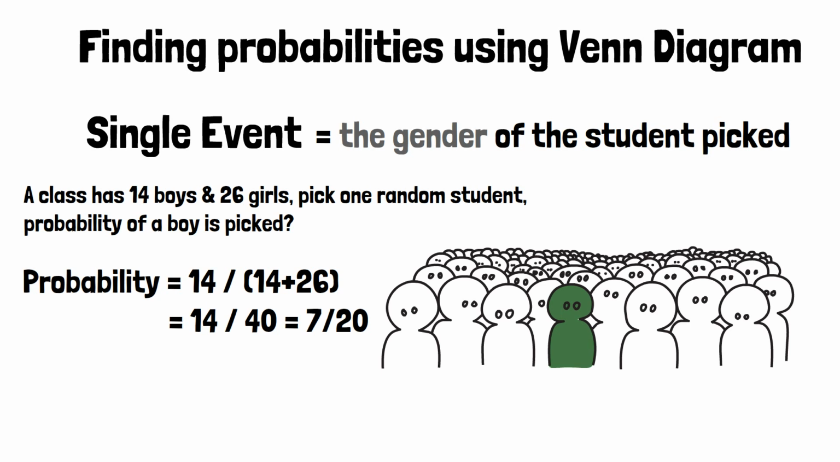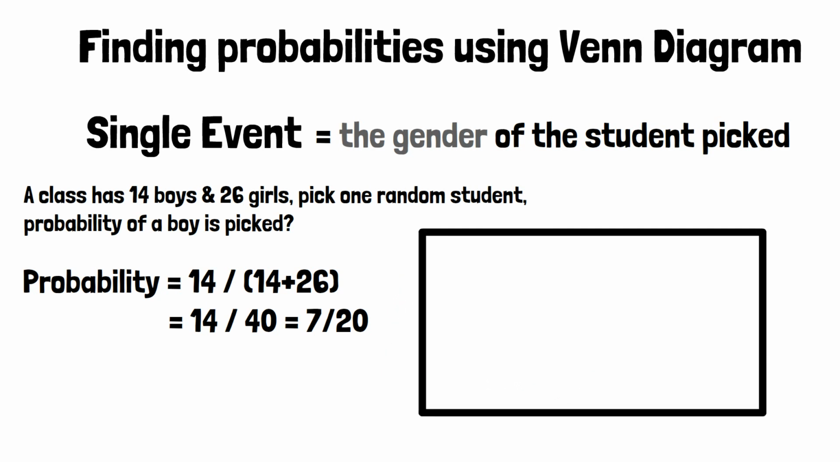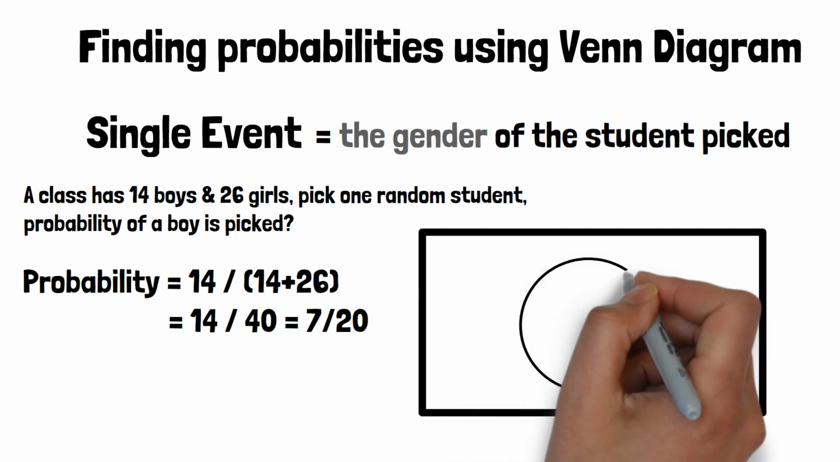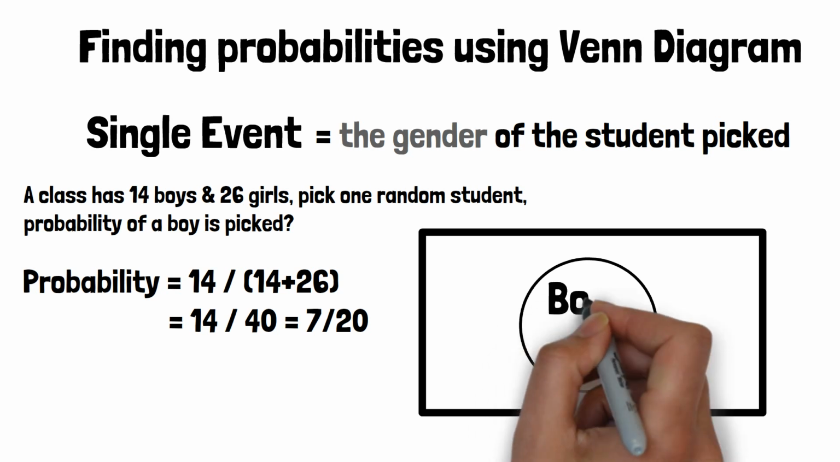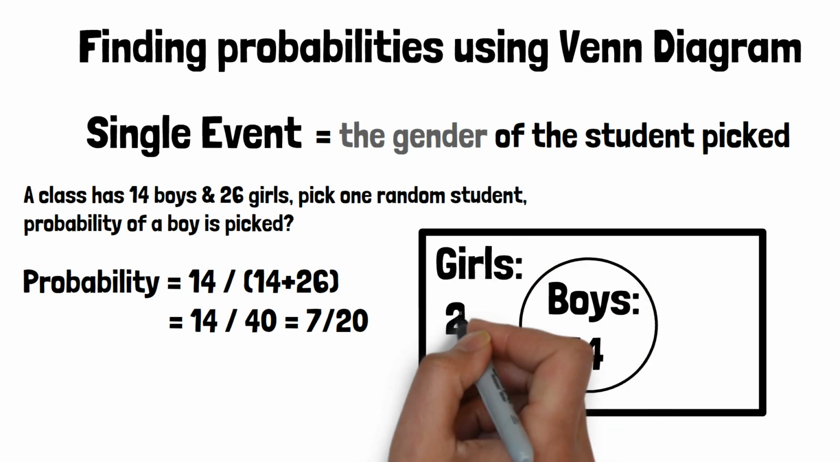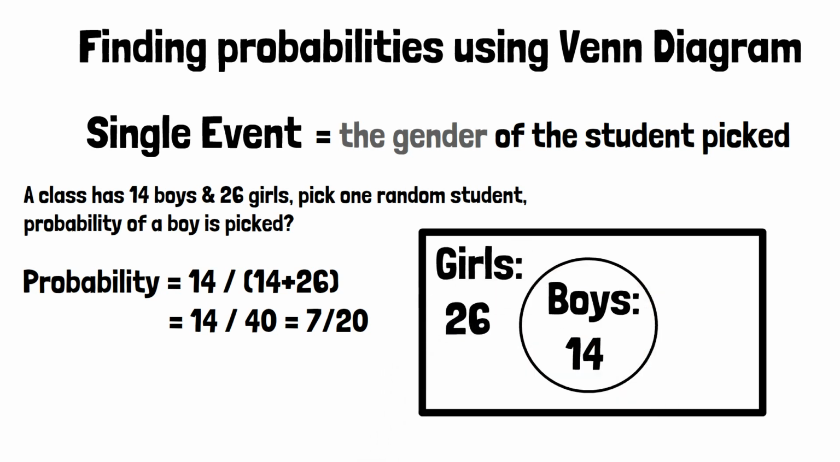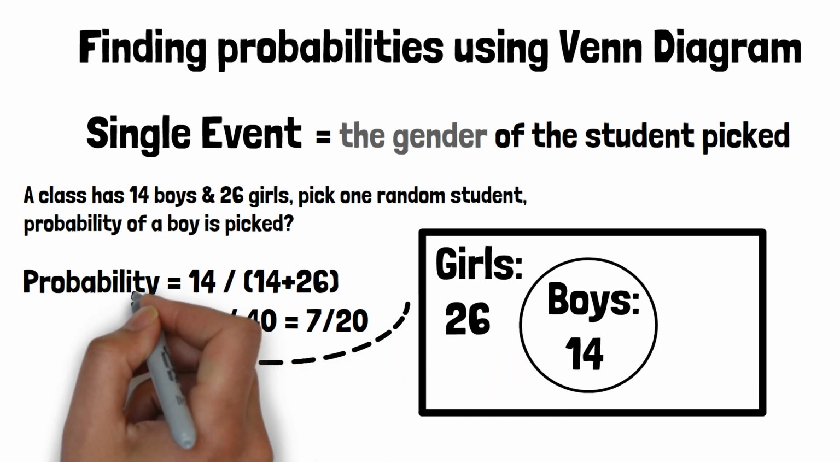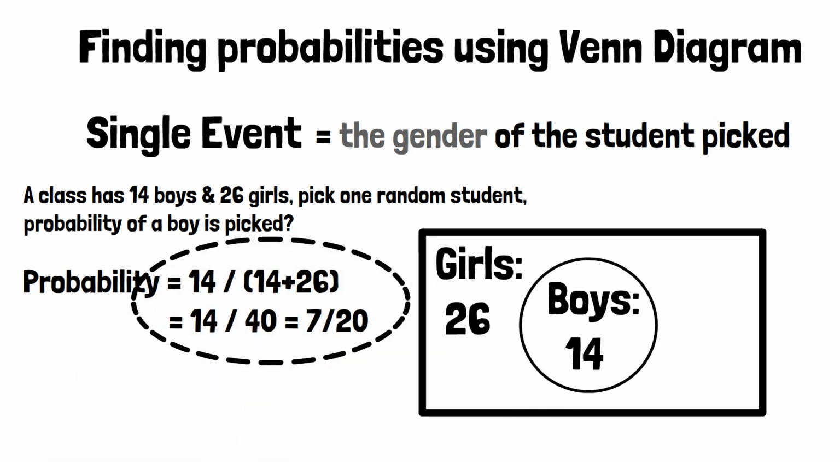If this question is solved by a Venn diagram, it will be: first, the circle represents the boys who has 14, and the rectangle represents the total number of students in a class, and girls account for 26 of them. Of course, the diagram can also help us to calculate the chance of picking a boy is 14 out of 40, but you can see that this diagram does not help with the ease of calculation. But if you are asking about double events or multiple events, Venn diagram will be great.